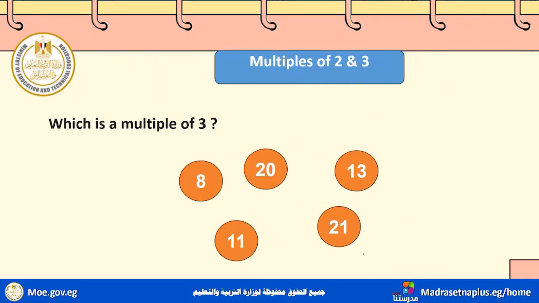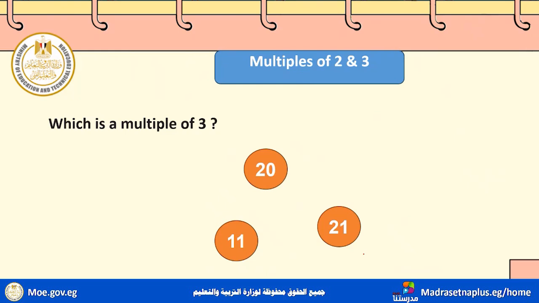Like multiples of 2, we can get multiples of 3. Which number is a multiple of 3? We have 5 numbers: 8, 20, 13, 21, and 11. Which one of them is a multiple of 3? Let's kick out the numbers that aren't multiples of 3. Which one will you cancel first? Yeah, we cancel 13. Why? Because 13 is not a multiple of 3. Which one will be next? Yes, 8 is not a multiple of 3.